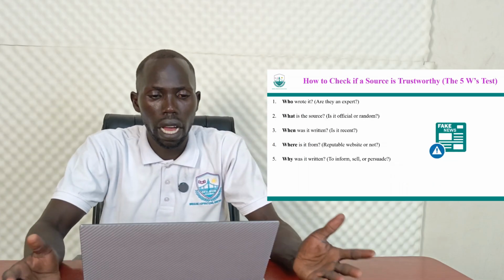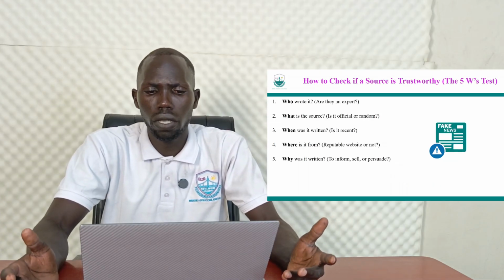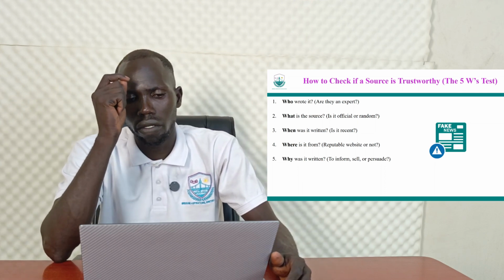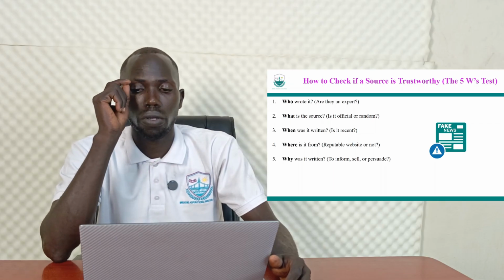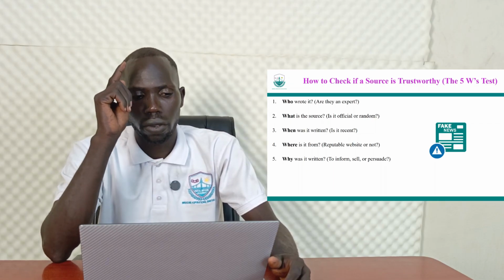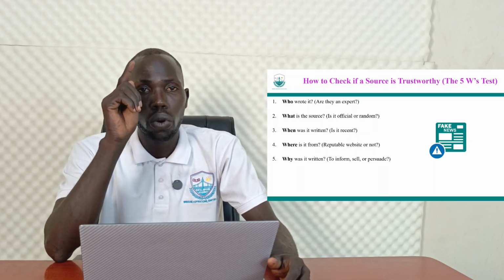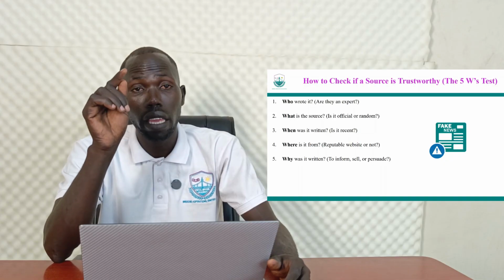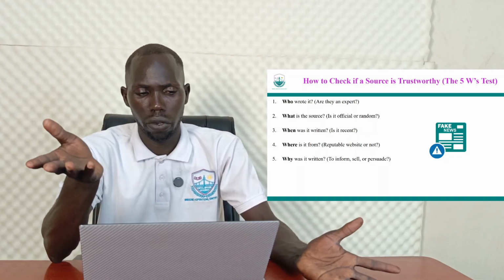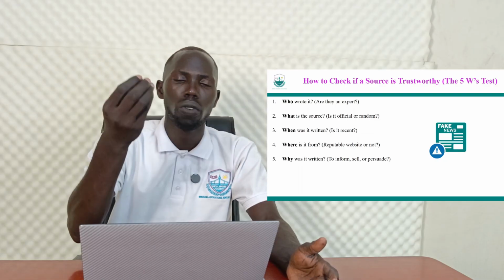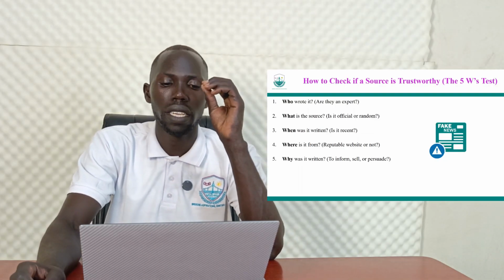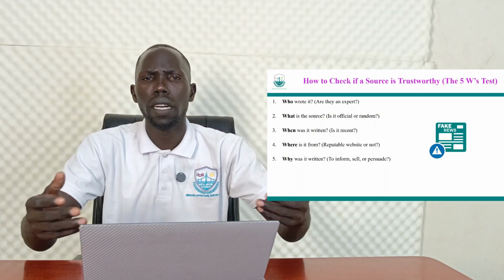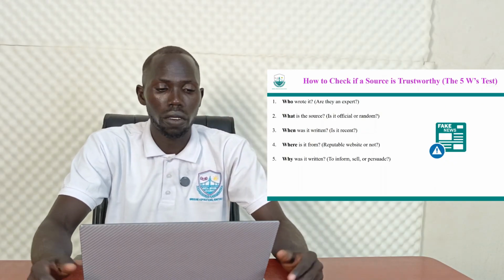That is important. How do we check whether a source of information is trustworthy? The best way we can check the source of information for its trustworthiness is to use the 5W test. You can test it by asking who wrote it. Could the person be an expert? If they are, we could consider that to be a trustworthy source. So we need experts to write. If one is not a recognized source, build credibility first before we consider you.